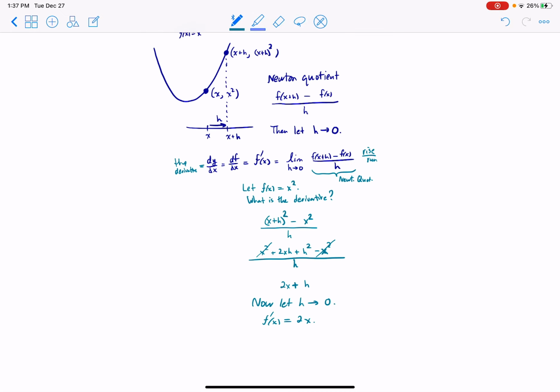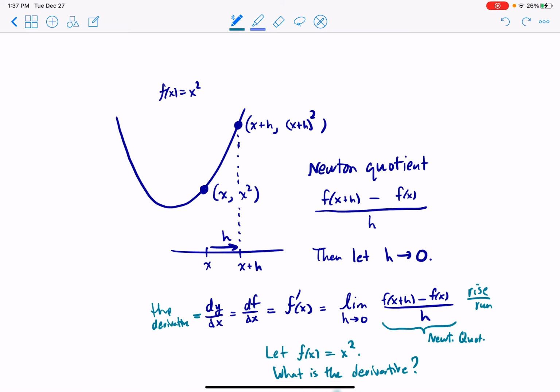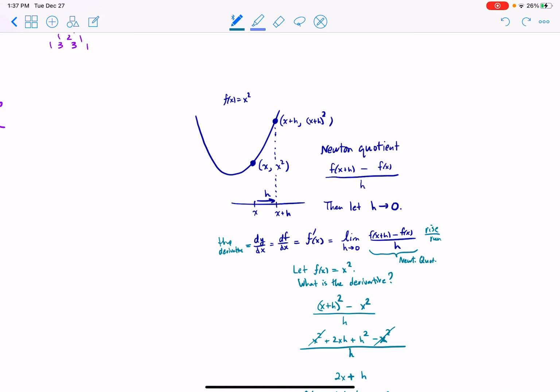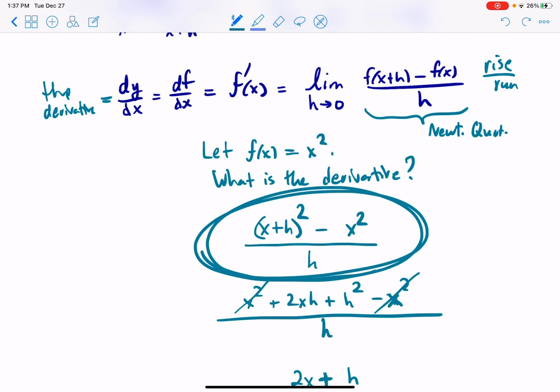Okay, so that's basically it. We just choose an arbitrary point x, wiggle a little bit, and then let h go to 0 after we take the Newton quotient. Okay, so now notice when we first form the Newton quotient, if we try to let h go to 0 too soon, we fail.